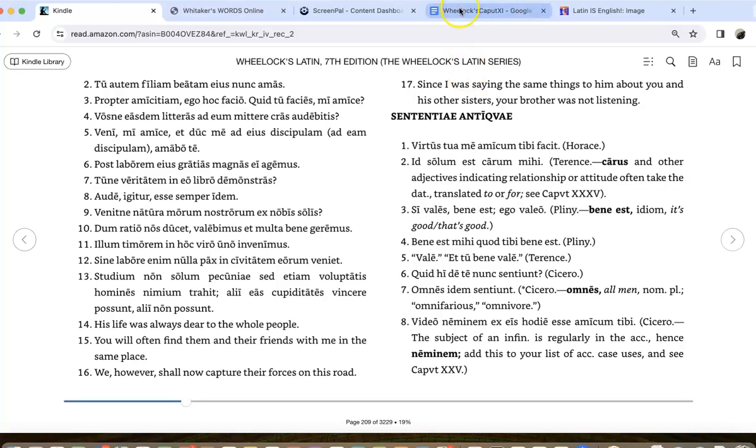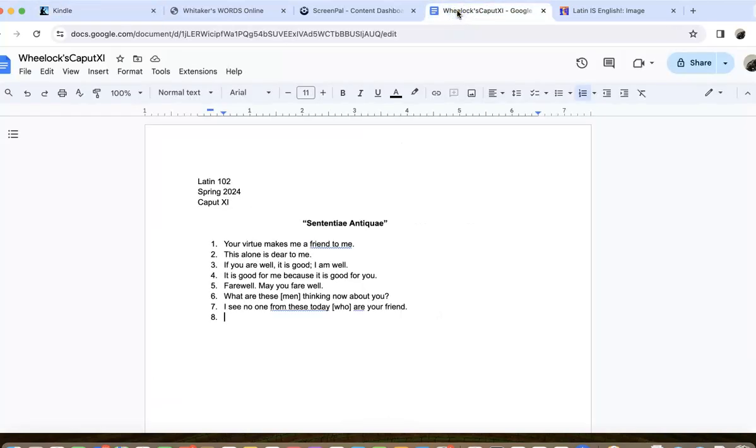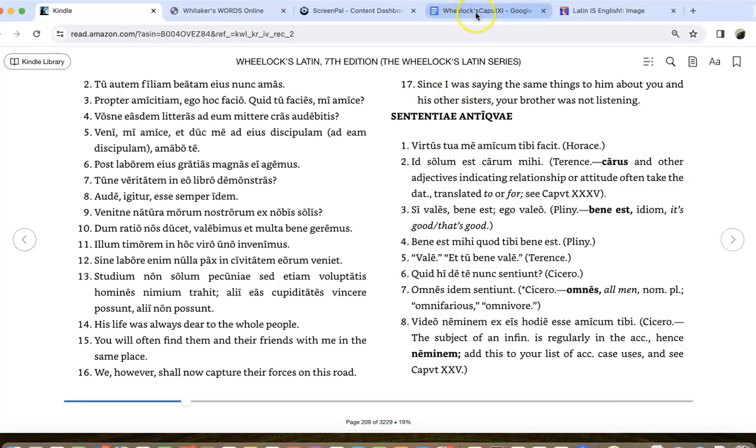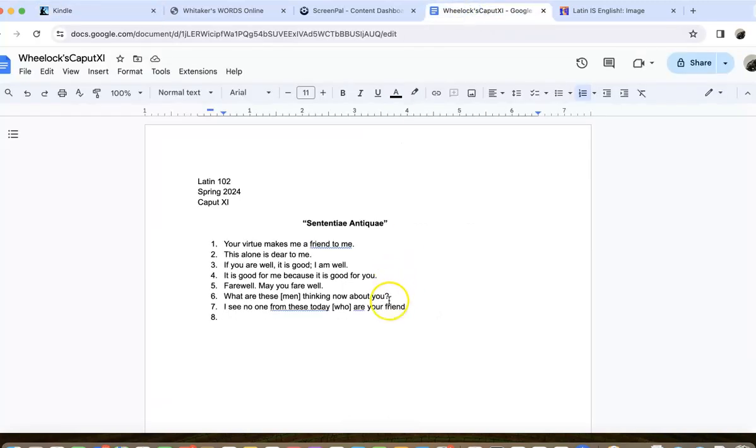Let's see. Farewell. Good. Farewell. Oh, I forgot number 7. Let me throw that in there. So sorry. 6, 7. Okay, so let me go back to that one here.